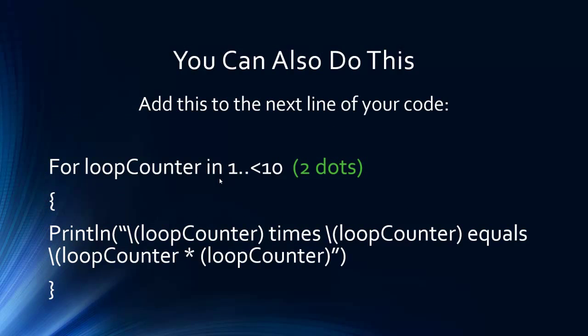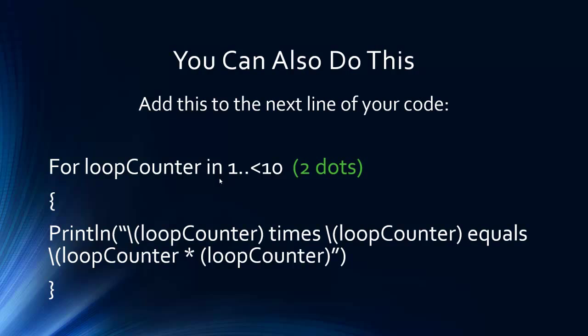And we typically see this used with arrays. Remember arrays, if I have 10 items in my array, they're numbered 0 through 9. So if I do this, theoretically, I should see every value in my array. I just need to make sure that instead of doing 1 dot dot less than 10, I do 0 dot dot less than 10.